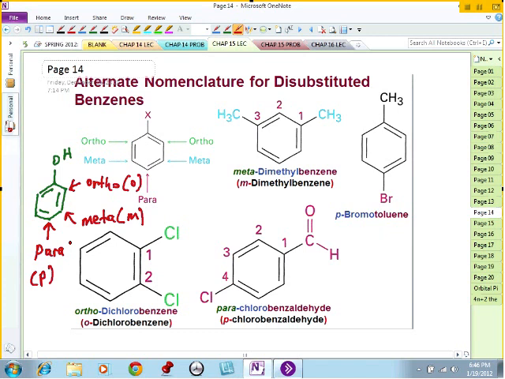No, you do not say 1 or 2 or whatever. So the question Bia is asking: when you use ortho, meta, para, do you use 1, 2, 3? No, you don't use the numbers.